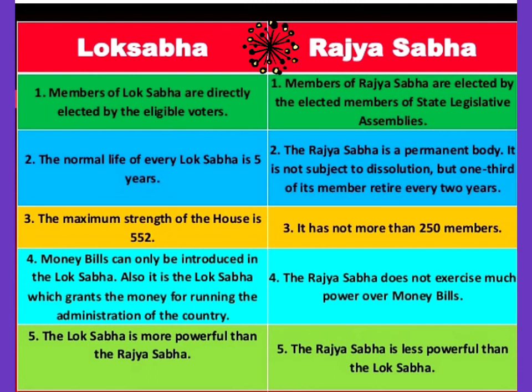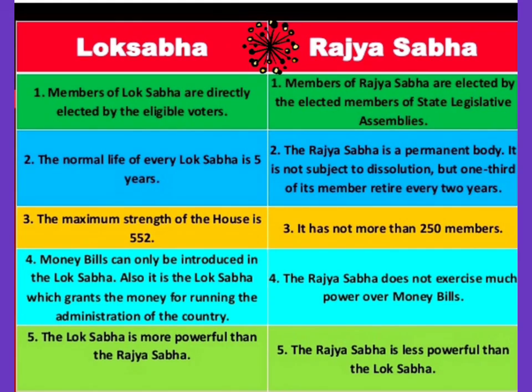As you can see, the normal tenure, the time period of Lok Sabha is 5 years and Rajya Sabha is a permanent body, which has a length of 6 years almost, okay, but 1/3 of its members retire every 2 years. It has not more than 250 members. The Rajya Sabha does not exercise much power on money.